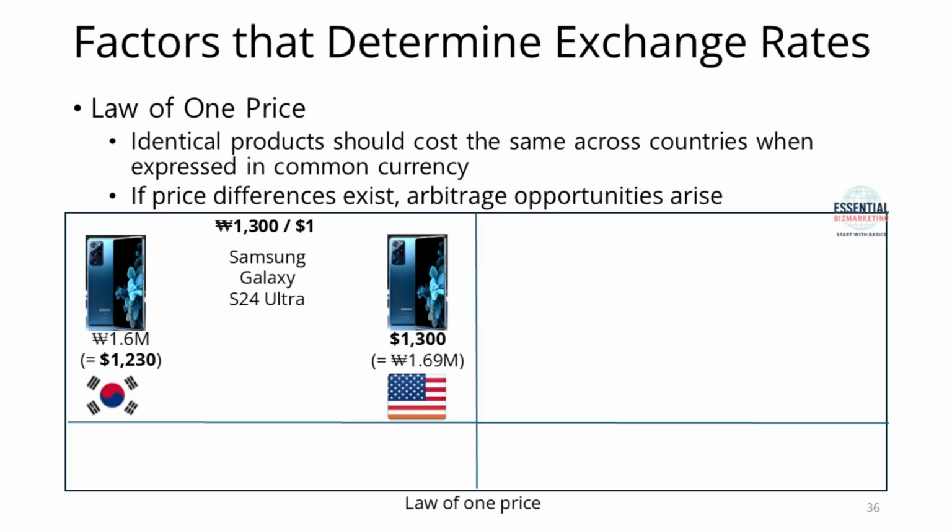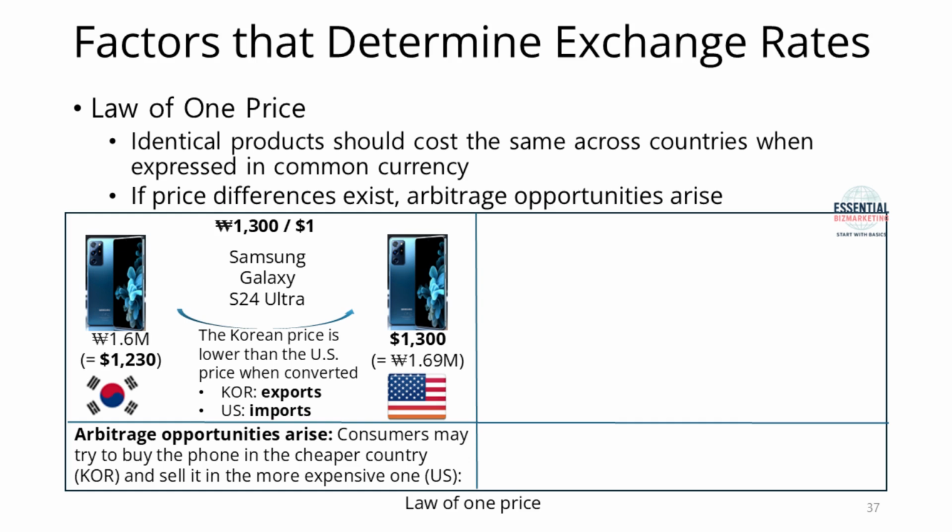Let's apply the law of one price to a real product. In Korea, the Galaxy S24 Ultra sells for 1.6 million won, or about $1,230. In the US, it costs $1,300, equal to 1.69 million won, revealing a price difference. Now let's see what happens when prices differ. Since the Korean price is lower than the US price, consumers may try to buy the phone in Korea and resell it in the US. This arbitrage behavior creates pressure for prices to converge.